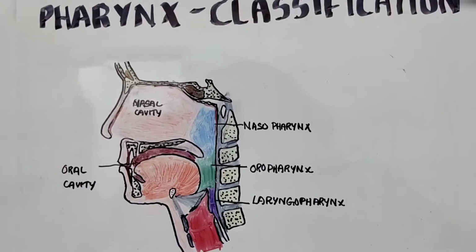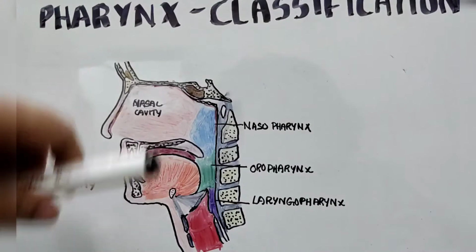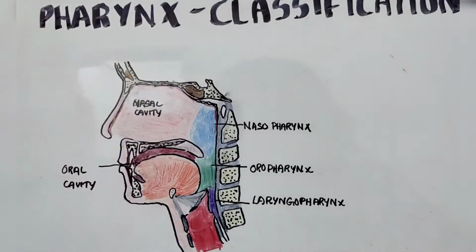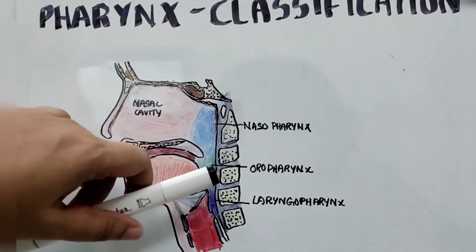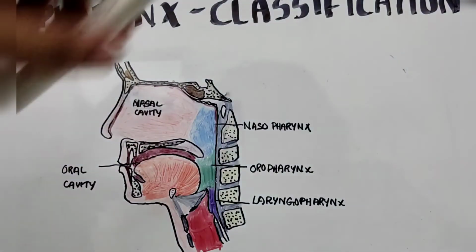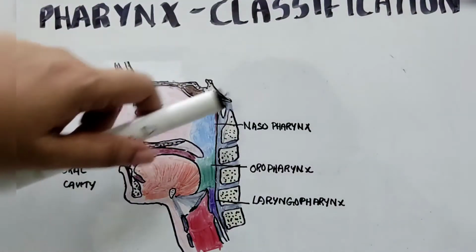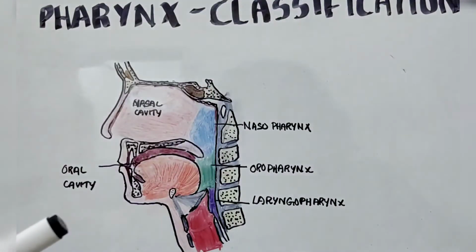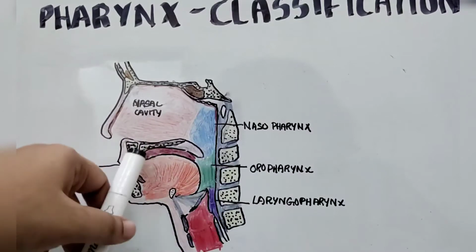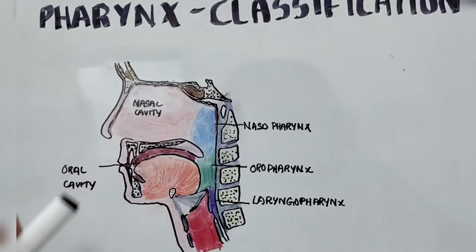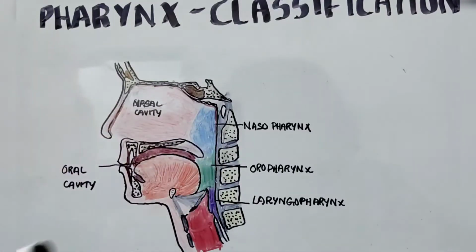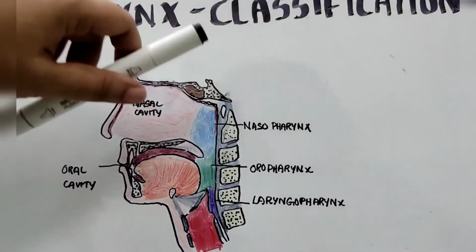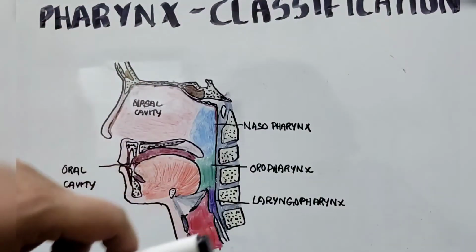Hello everyone, in this video we will continue the anatomy of pharynx. In the previous class we have already discussed the parts of pharynx, that is the nasopharynx, oropharynx and also laryngopharynx. The nasopharynx is behind the nasal cavity, the oropharynx is behind the oral cavity, and the laryngopharynx is behind the larynx. Now we will discuss the extent of each of them.